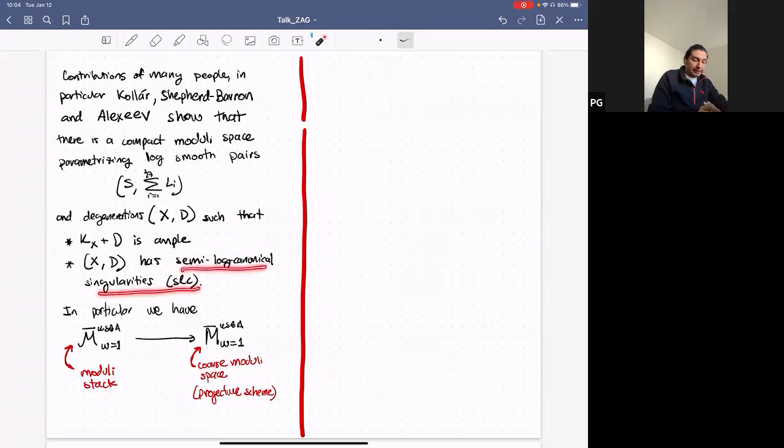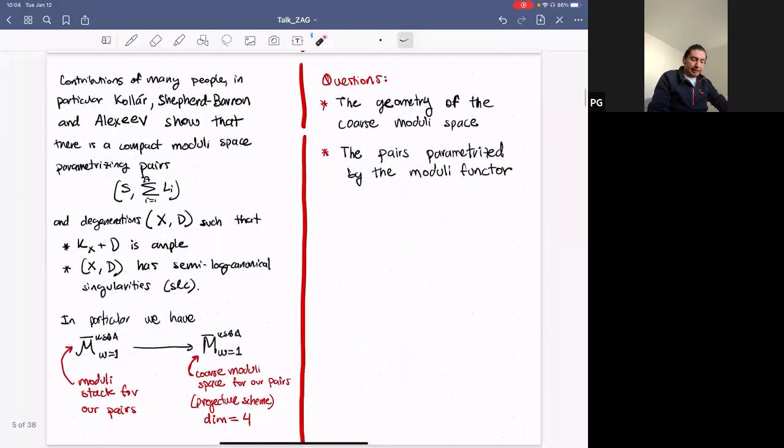We have these semi-log-canonical singularities, and the machinery that Alexeev, Kollár, Shepherd-Barron, Kovács and a lot of people developed will give you, at the end, a moduli stack, a moduli functor, and a coarse moduli space. It is four dimensional, and a priori this coarse moduli space is a projective scheme. Whenever you have this kind of setting, there are two questions that I personally want to answer. First, what is the geometry of the coarse moduli space? You have a scheme, what kind of scheme is it? And the second question is, what are the pairs parametrized by the moduli functor?